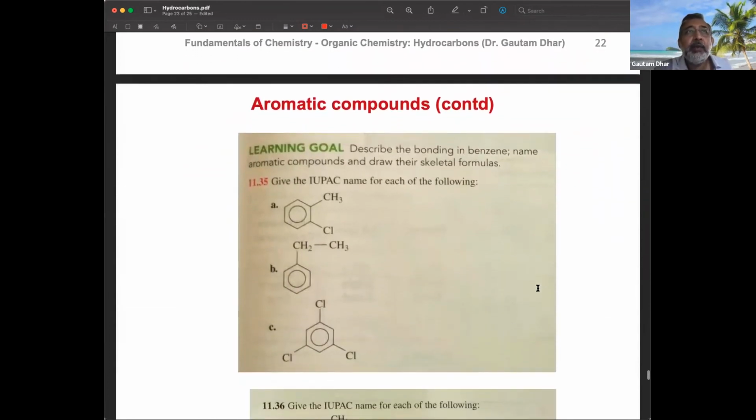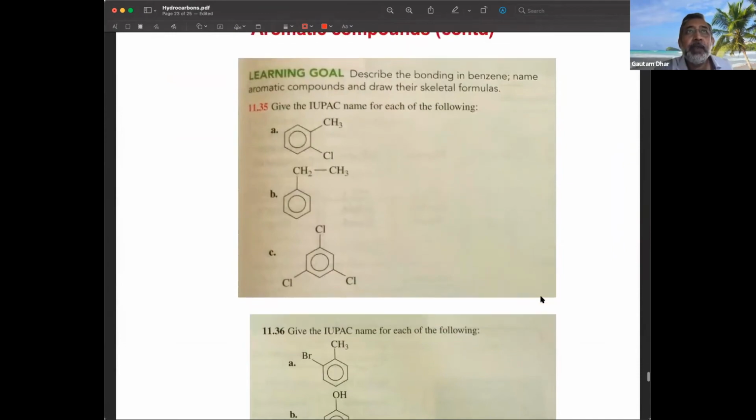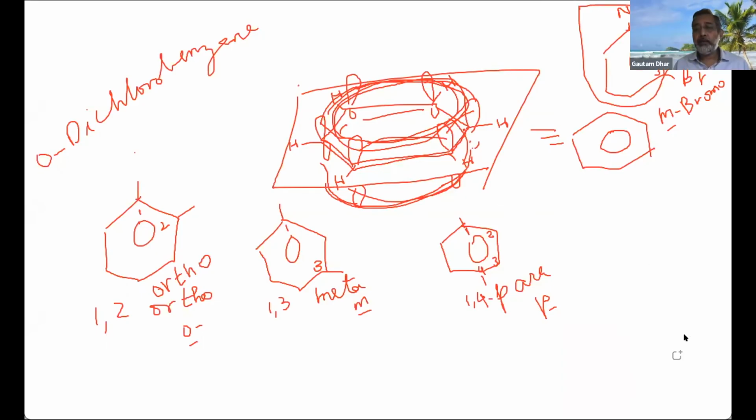Okay. Now let us try to name this. So I'll clear this out. Okay, so 11:35, and this is A. So A, we have this compound here.